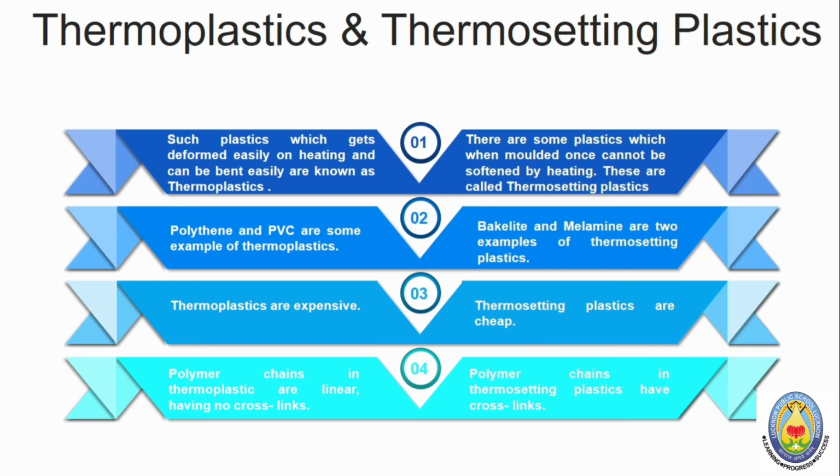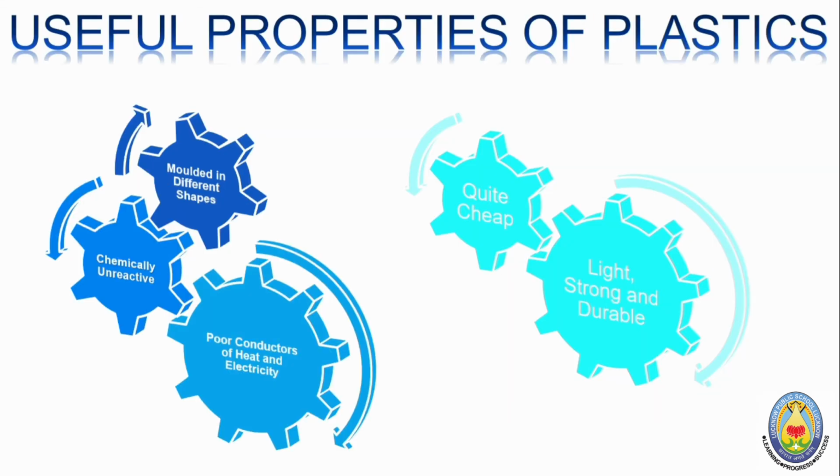Now let's discuss the useful properties of plastic. Plastics are light, strong and durable, and they are also easy to handle. They can be molded into any desired shape and size and can also be colored. Except bakelite, most of the plastics are transparent or translucent.